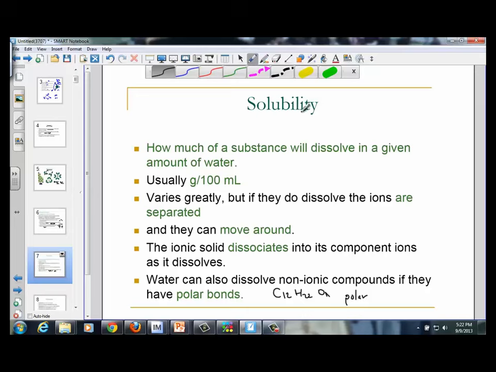So solubility: does it dissolve in water, and if so, how much? Ionic compounds dissociate. Molecular compounds do not dissociate.